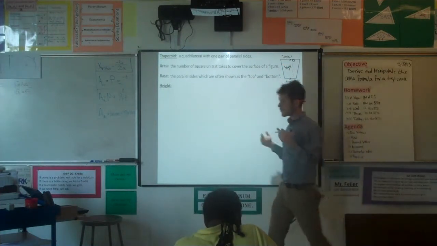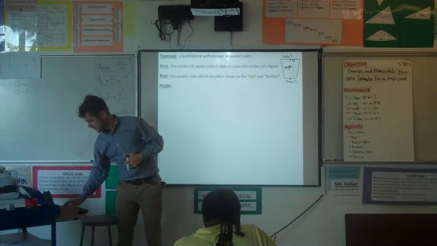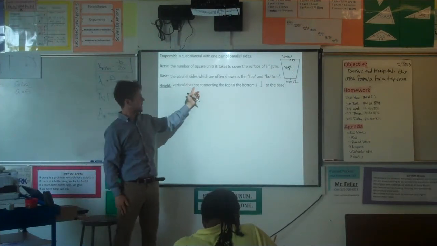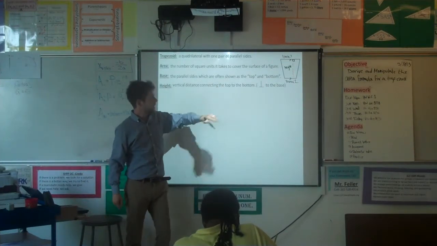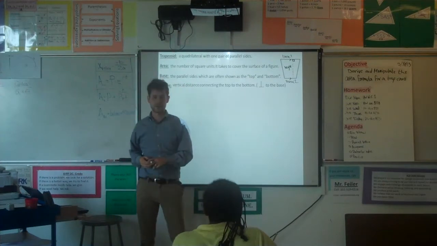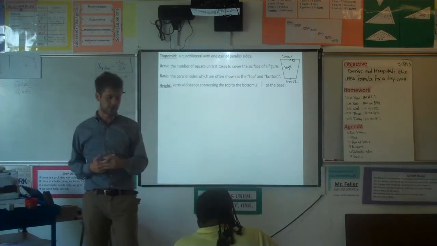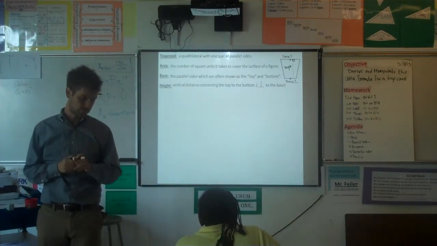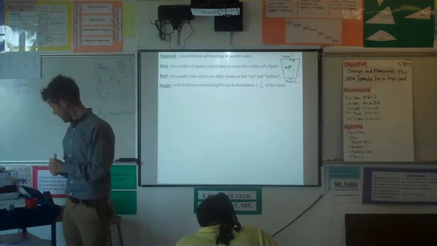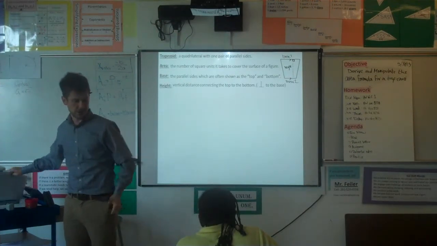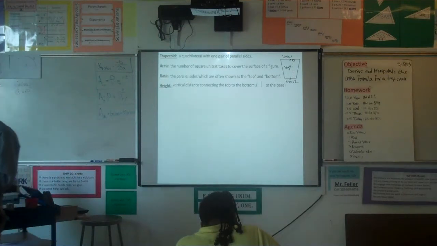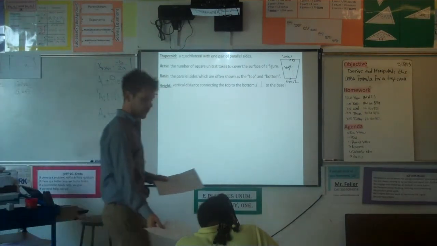Okay? This will be labeled the height. So here goes our definition. It says the vertical distance connecting the top to the bottom, and this symbol means perpendicular. We know that the height is perpendicular to the base. Please take about 10 more seconds to complete those notes, and as you're doing so, I'm going to drop off our exploration for today.